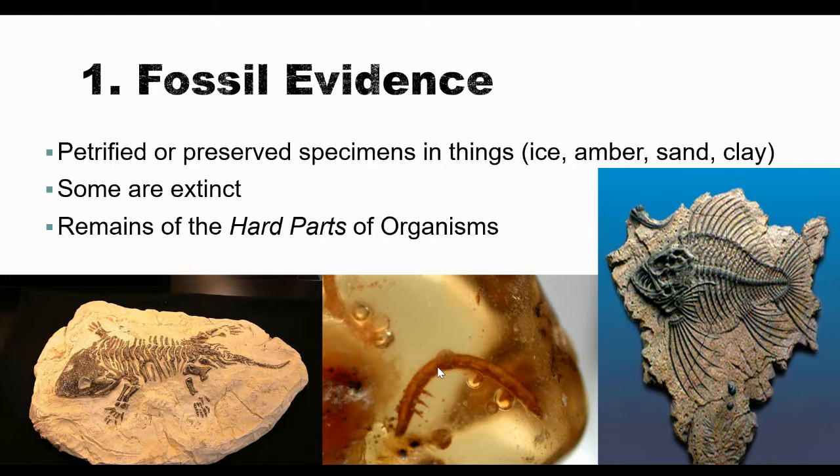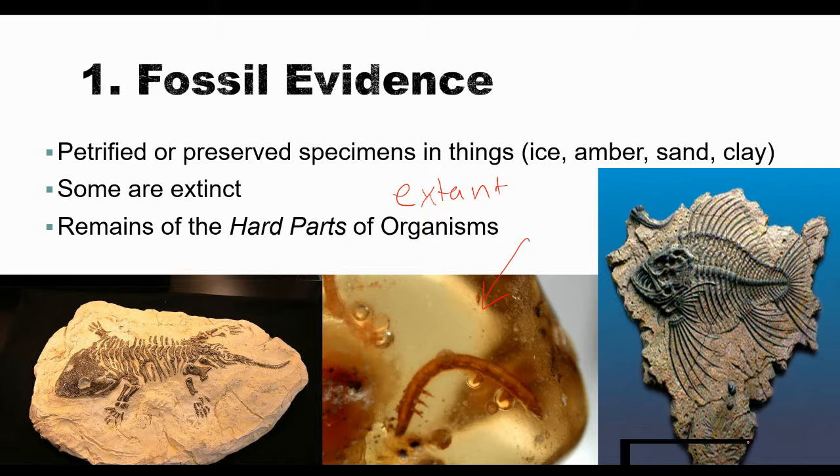Some of the fossil evidence that we have is going to be from extinct organisms. Some is going to be from not extinct, or extant, organisms. So if it's something that is still alive, we would say extant. But it's going to be the remains of hard parts for the most part. If it's in something like amber, we can sometimes get the remains of soft tissues. But if it's a fossil in rock, which is what we normally think of, it's going to be hard parts. So it's going to be bones, or sometimes it can be traces.